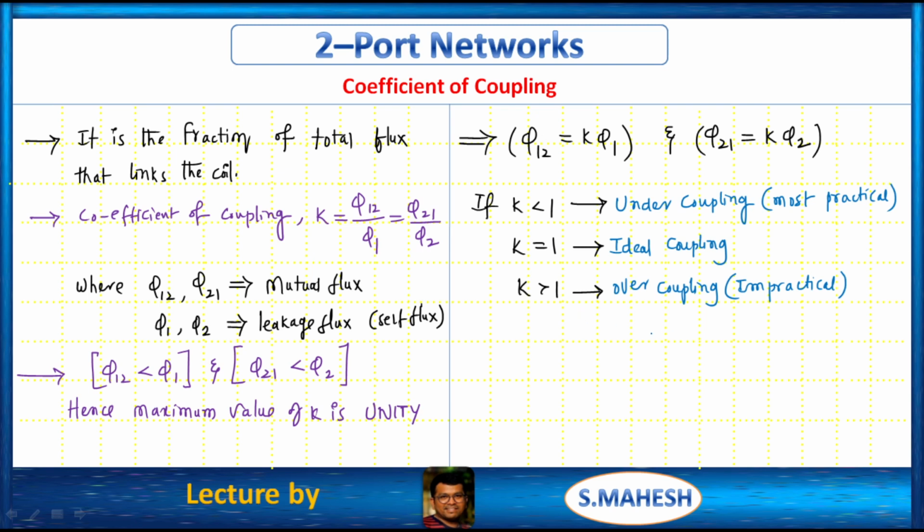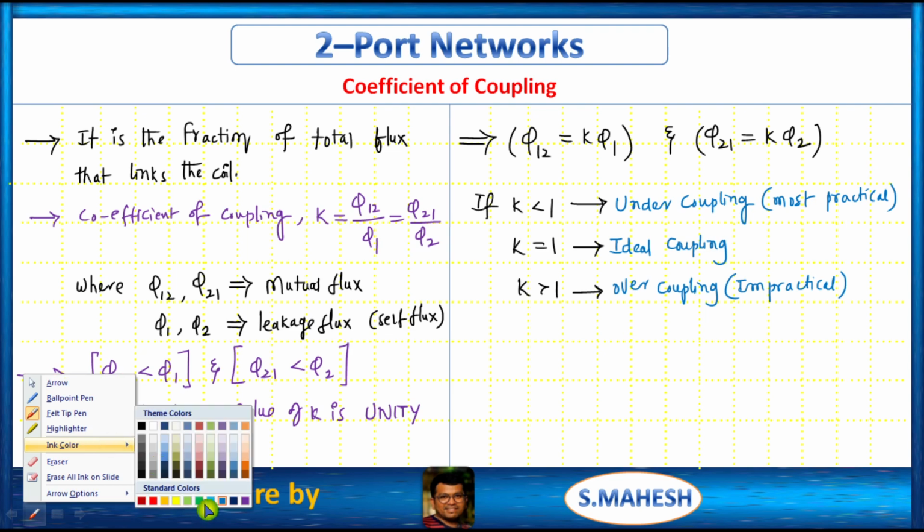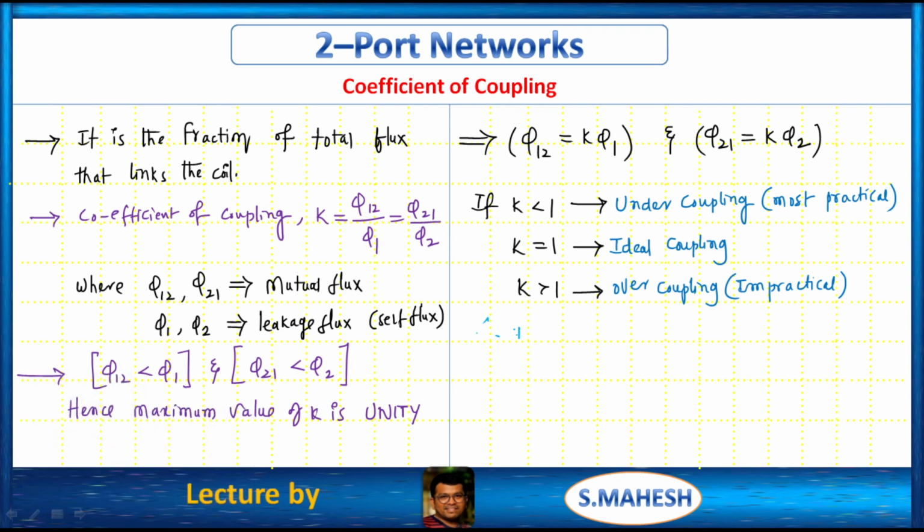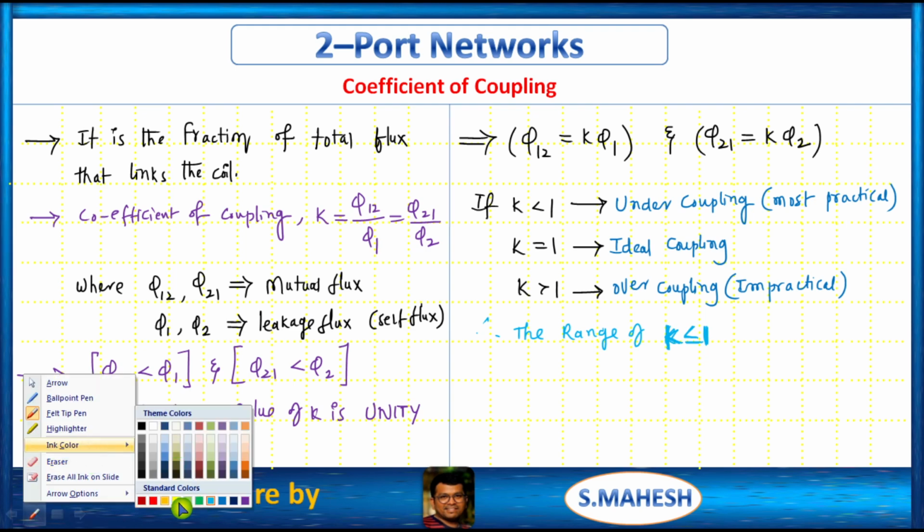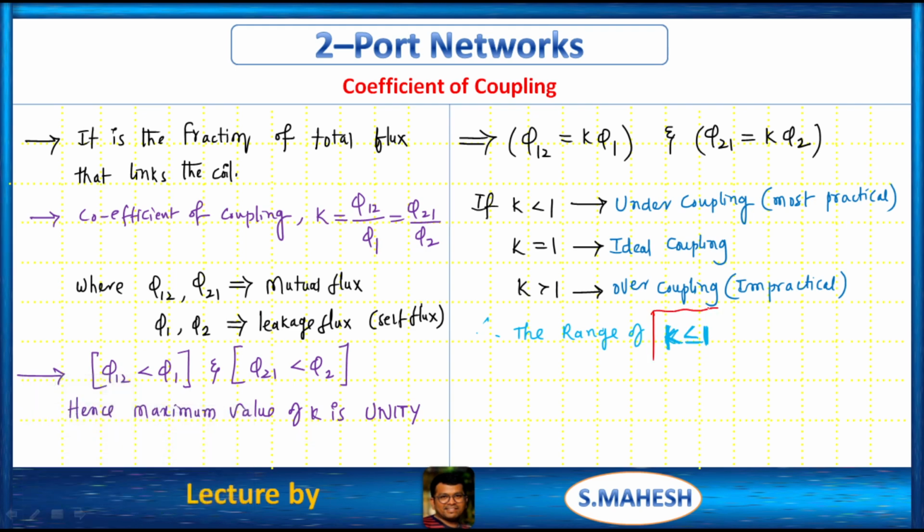right? The range of k is therefore always less than or equal to 1. Always less than or equal to 1. That's it. This is the coefficient of coupling.